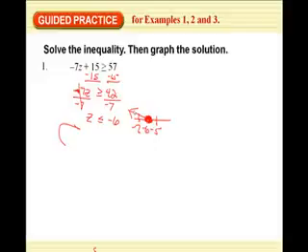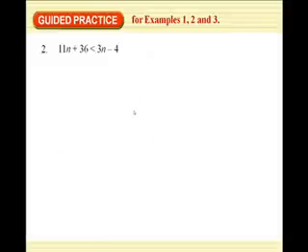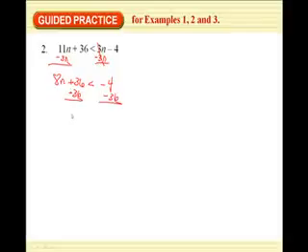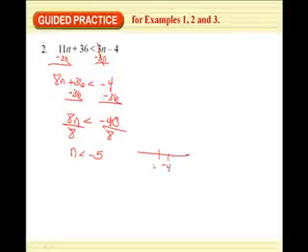Next one. We're just doing a lot more simplifying with it. So in this one we have variables on both sides. The first thing I'm going to do is minus 3n from this side. Minus 3n. 8n plus 36 is less than negative 4 because those cancel out. I'm going to minus 36, minus 36. 8n is less than negative 40. Divide by 8. n is less than negative 5. So there's negative 4, negative 5, negative 6. You'd circle negative 5 and go that way. Yep.